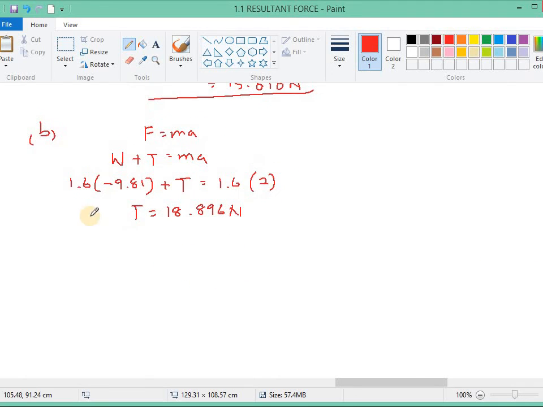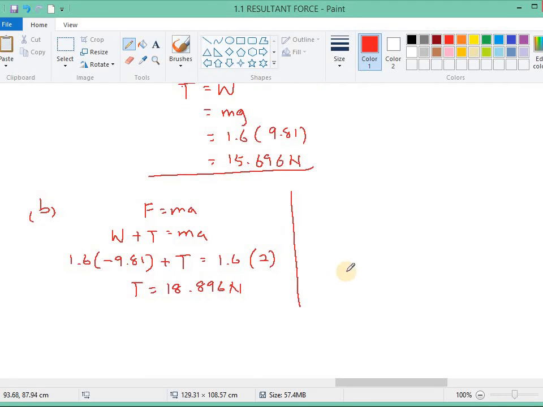Okay, so next, another way to solve this is, for example, like what I said just now. You already know, moving upward means there is acceleration. That means the resultant force is not equal to zero, so you can calculate the tension. It is accelerating upward, so the tension must be bigger than the weight. So the resultant force must be tension minus weight. Tension minus weight is the resultant force.